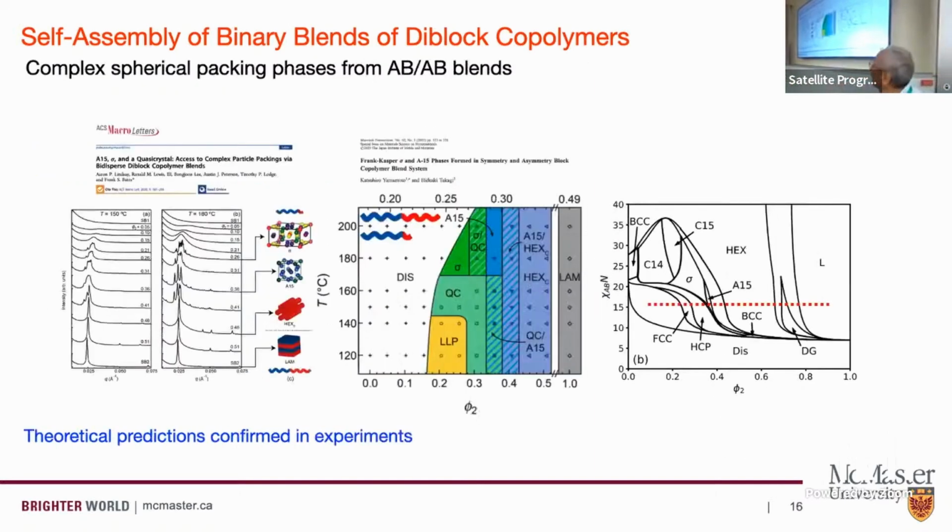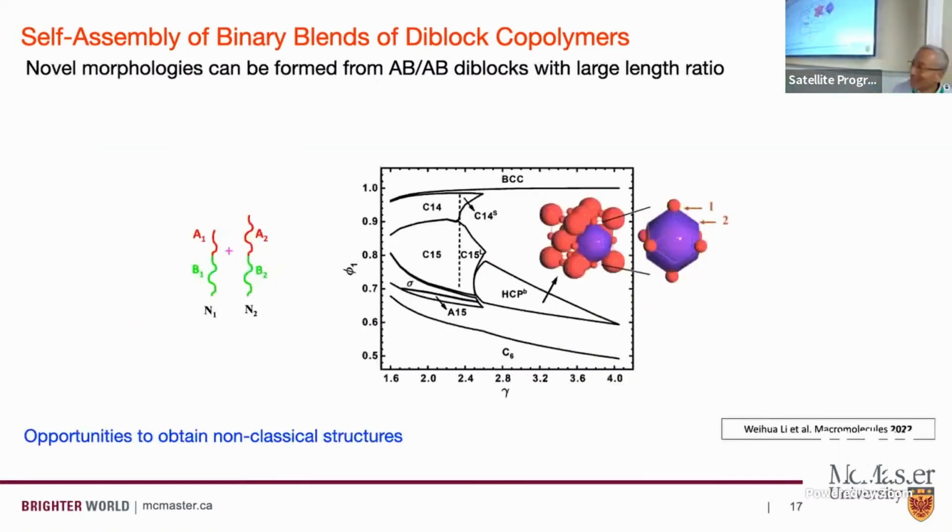So again, at least two groups have done the experiment, which show they have observed, indeed, you can observe these, and this experimental phase diagram. If you compare that with the theoretical phase diagram with the one slice, qualitatively, the phase transition sequence is quite consistent.